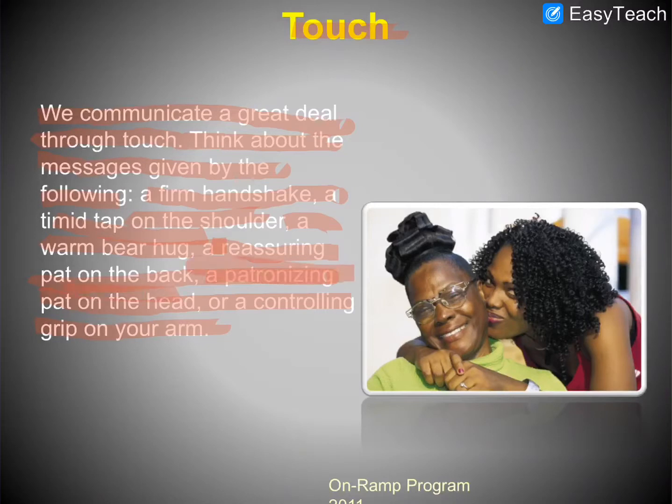Okay, in Malaysia, this patronizing pat on the head is very bad. You cannot touch other people's heads. Okay, so you must know. In Malaysia, I don't know about your culture, but for Malays, the head is something that you need to respect. You cannot simply touch people's head.